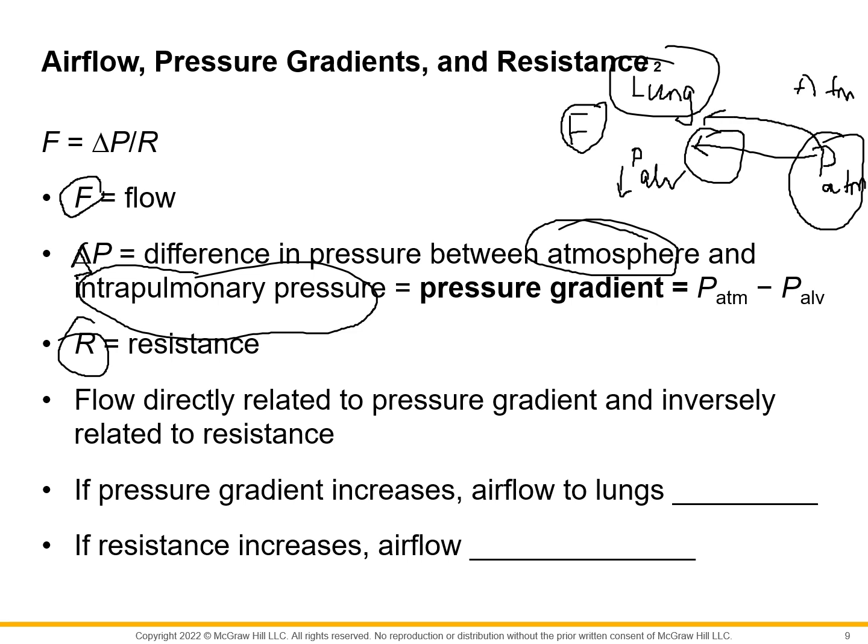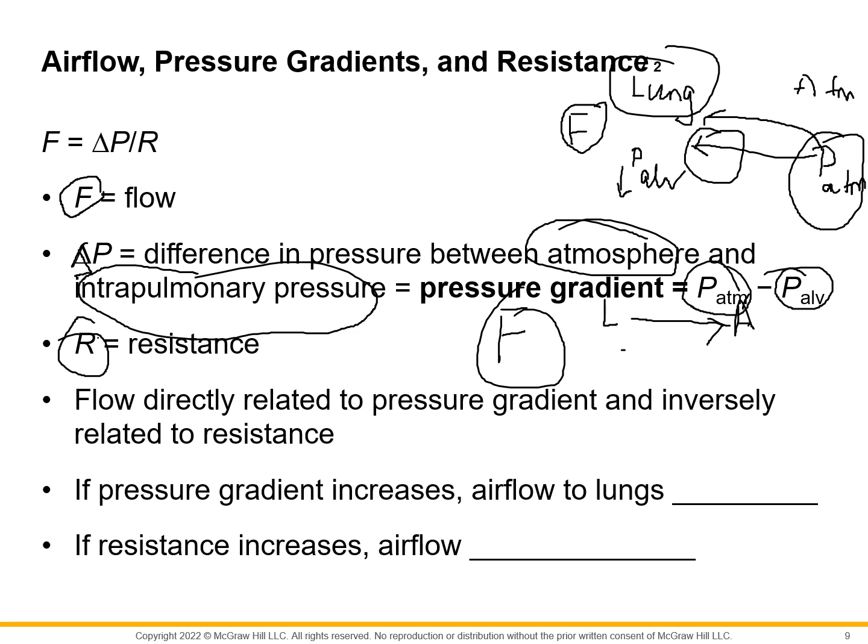The opposite is true as well. So if this is flow, this is lung, and this is atmosphere, when you exhale, the flow is going to happen from lung to atmosphere because your P_alv is going to be greater than P_atm.